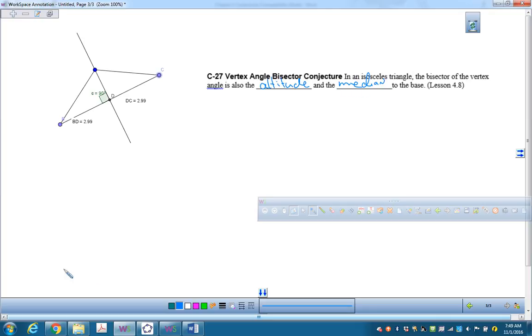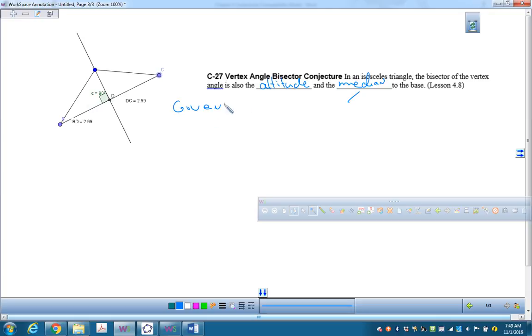So we're going to show how to prove this part right here, prove that it's the median. Anyone see how I could prove that it's the median? What are you given? Okay. What are you given about this triangle? What type of triangle is it?